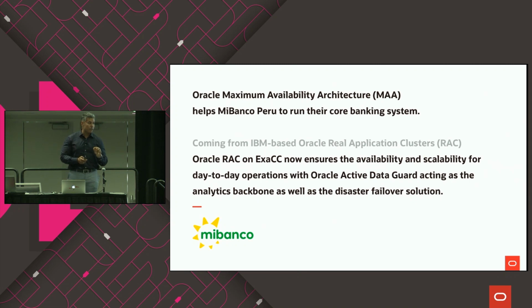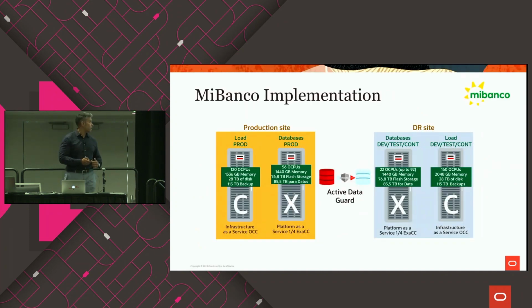ExaCloud@Customer has the InfiniBand network, which has 40 gigabits per second. And with that performance, they reduced all the performance issues they were having, and they gained a lot of features, like DataGuard. I will tell you what is the implementation they did on this system.